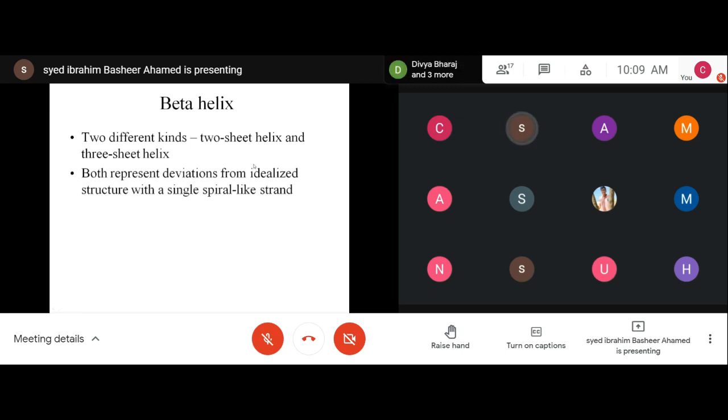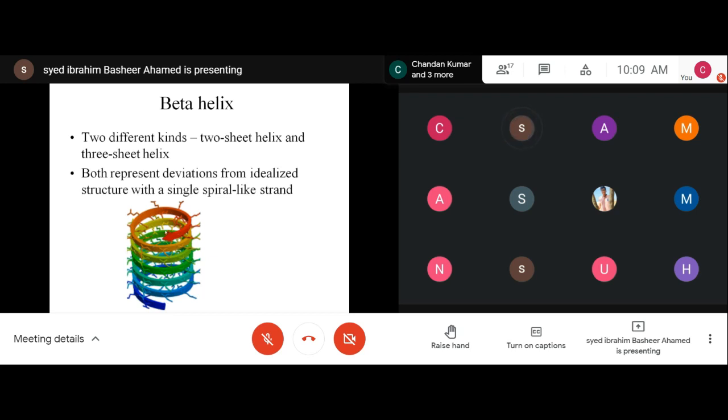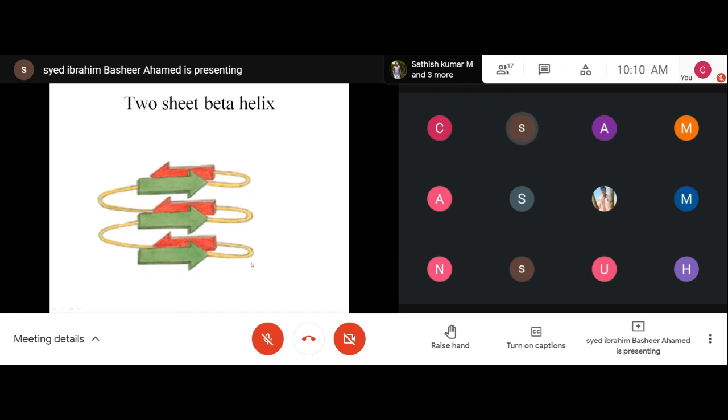Apart from this, there is another one, which is completely made of a single spiral-like strand. An example is here. This beta helix is completely made of a single strand. This is a very peculiar structure, and you cannot find this structure commonly. Then this is a two sheet beta helix. As I told you, only two strands form a beta sheet.